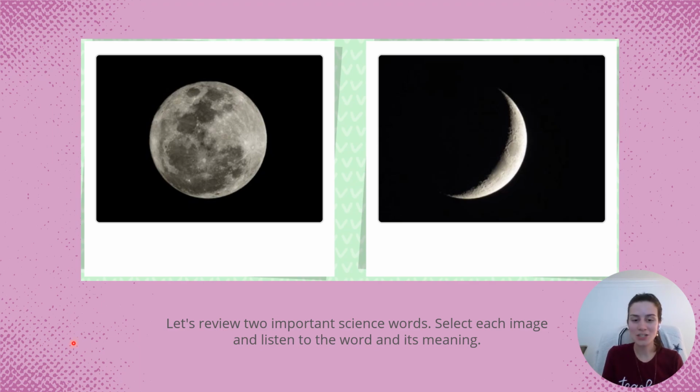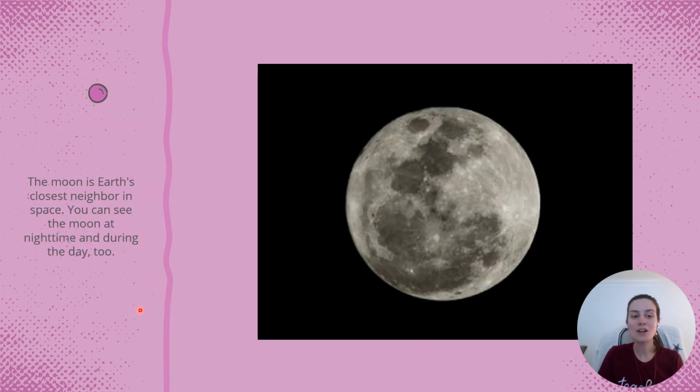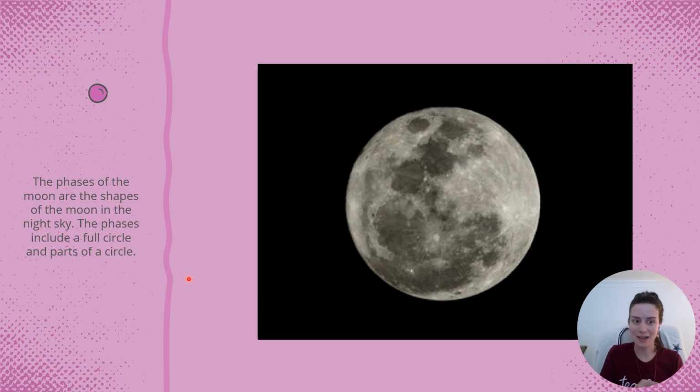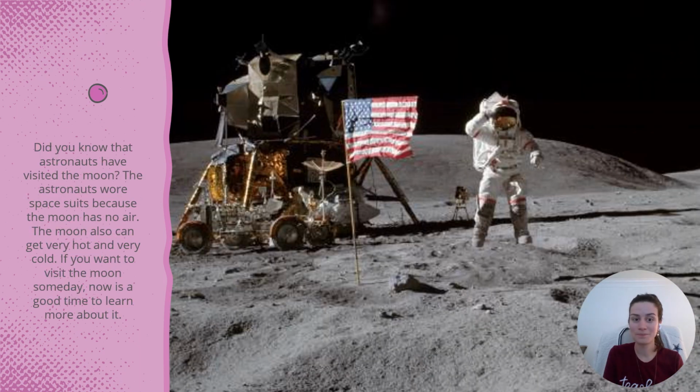Let's select each image and listen to the word and its meaning. The moon is Earth's closest neighbor in space. You can see the moon at nighttime and during the day too. The phases of the moon are the shapes of the moon in the night sky. The phases include full circle and parts of a circle.